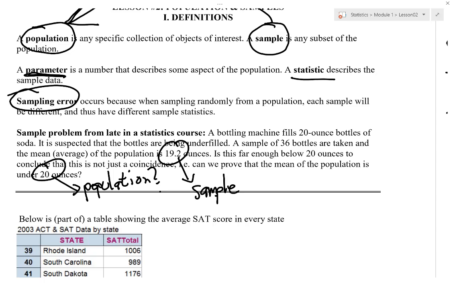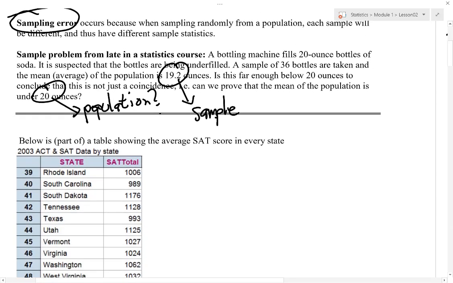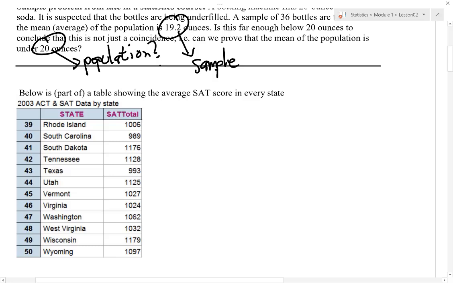And that's why I'm introducing a problem like this now, even though it'll be a while before we're able to actually solve this. But that's what we're working toward. Okay, I want to go through just an example of what I mean by sampling and sampling error.